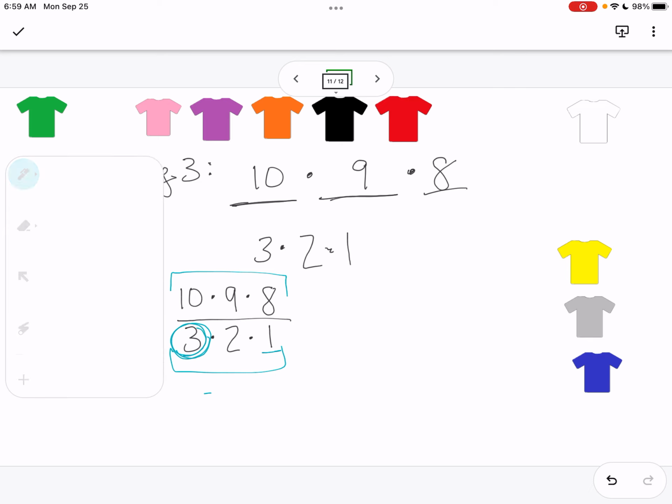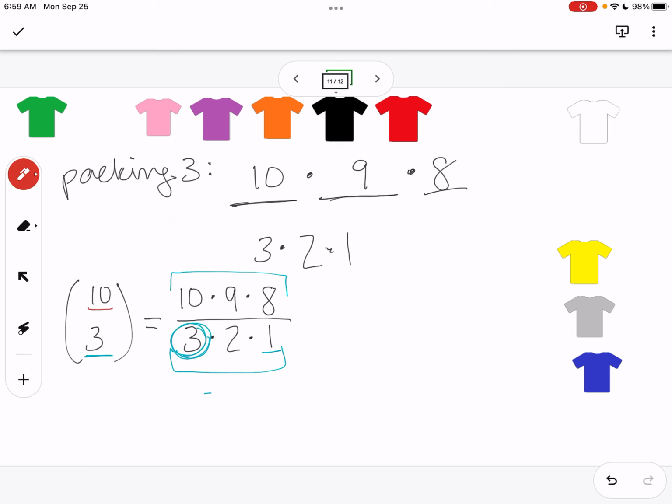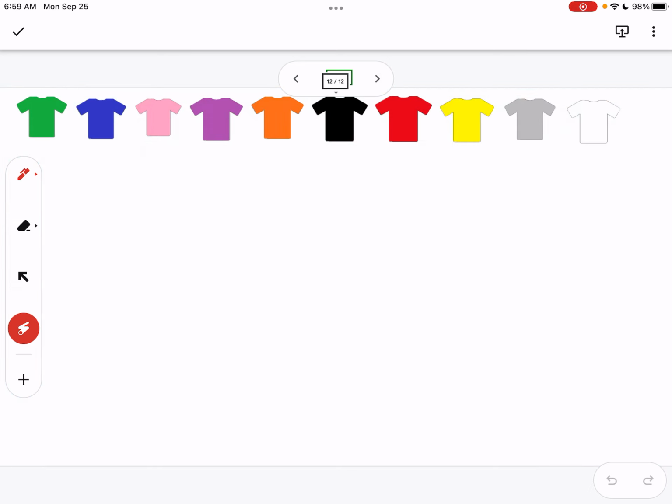And then the number 10 is the first number that you multiply in the numerator. So the numerator starts with the number 10, and you multiply out the 3 numbers going backwards, 10, 9, 8. And then the denominator starts with the number 3, and you multiply back 3 numbers, 3, 2, 1. And that is how we choose. So some easy things to choose.